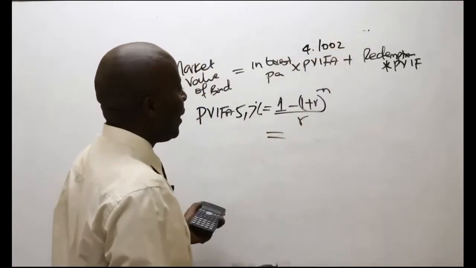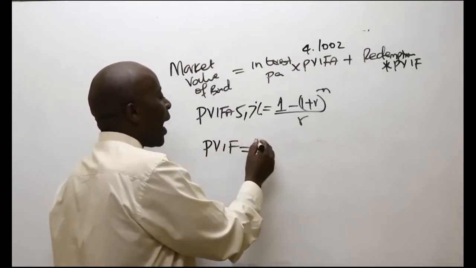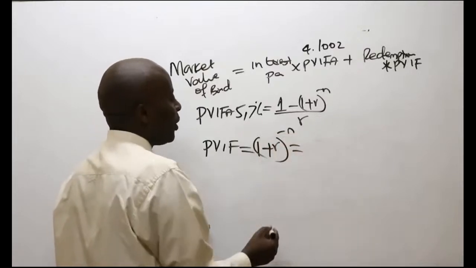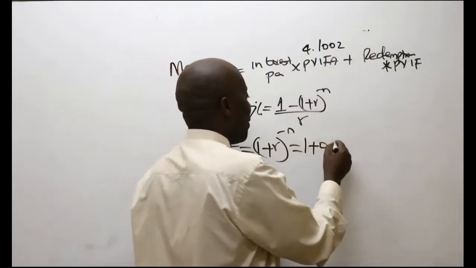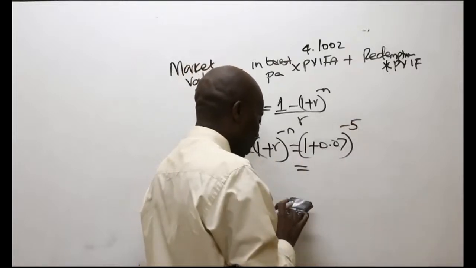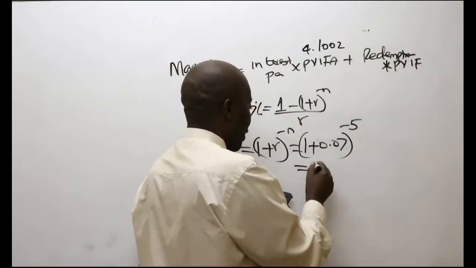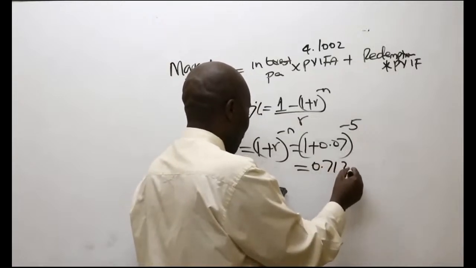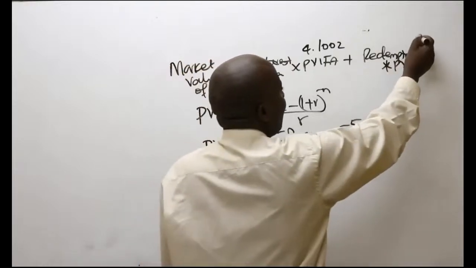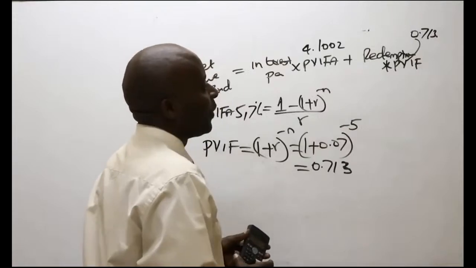Also the PV, which I need to get here very fast. I know the formula of PV is (1 plus R) raised to negative n. So this will be 1 plus 0.07, which is 1.07, raised to negative 5, which will be 0.713. Store this figure here.